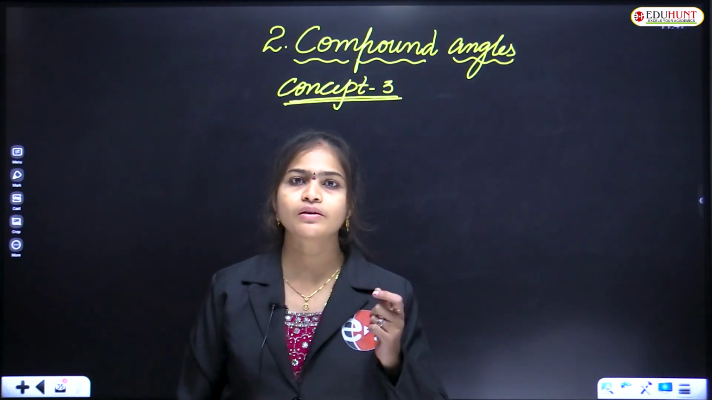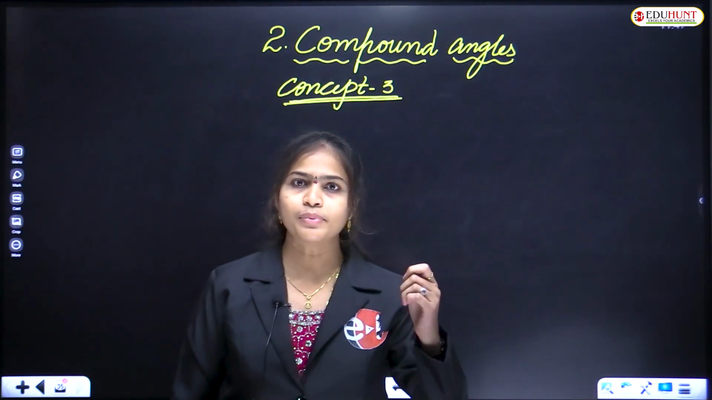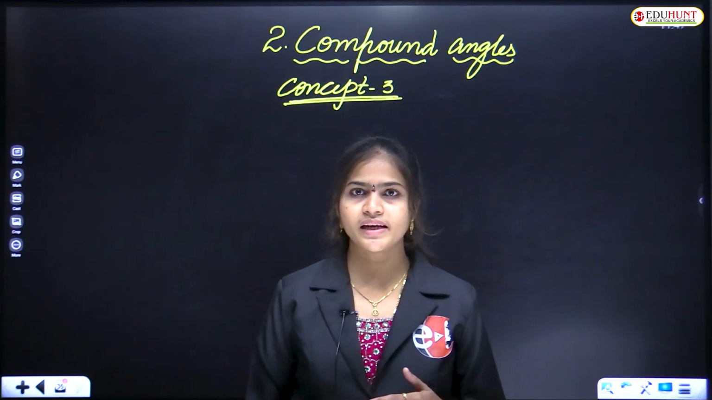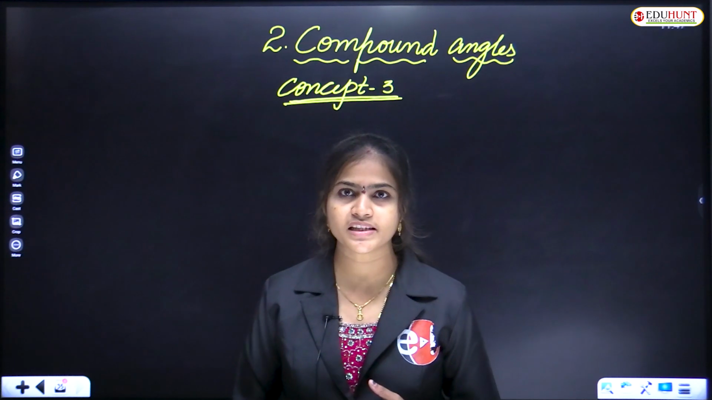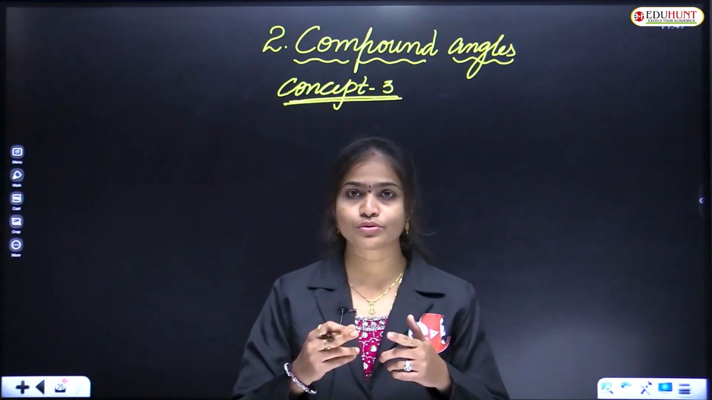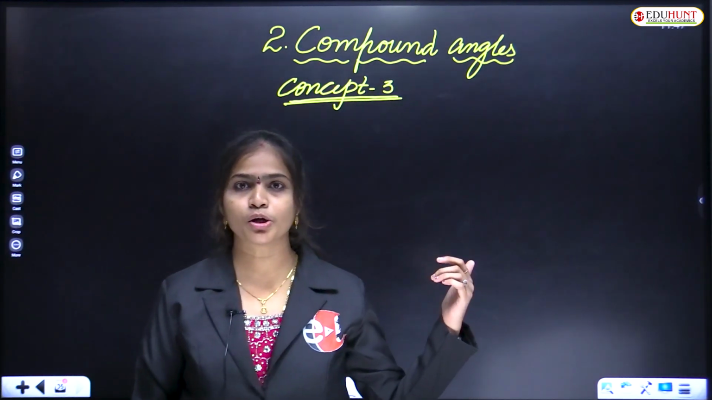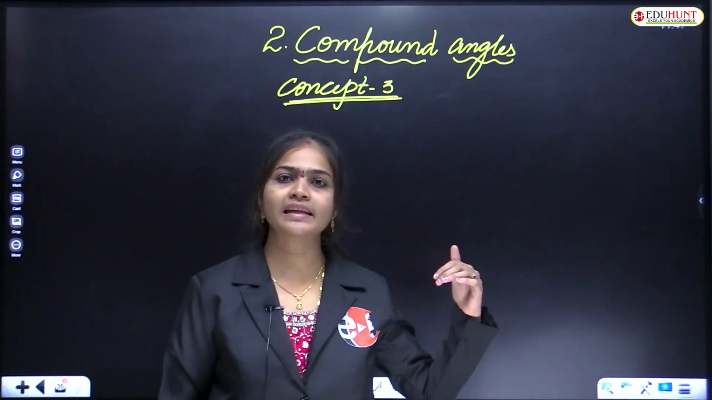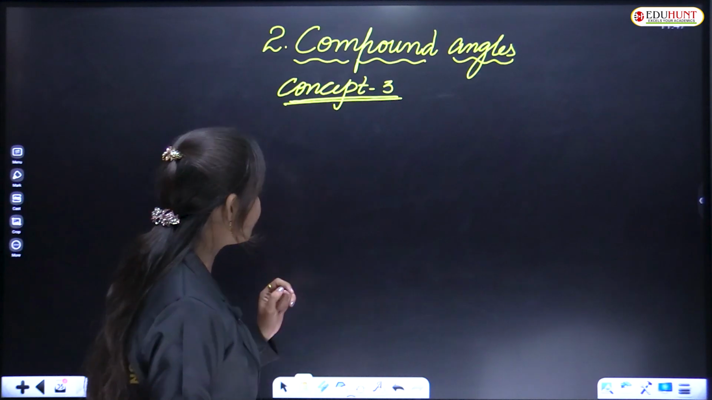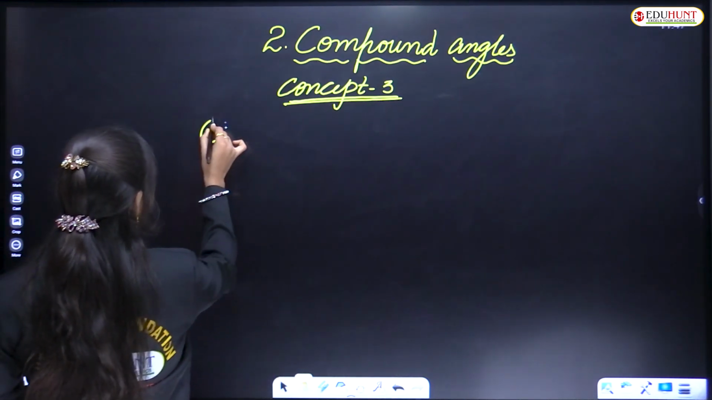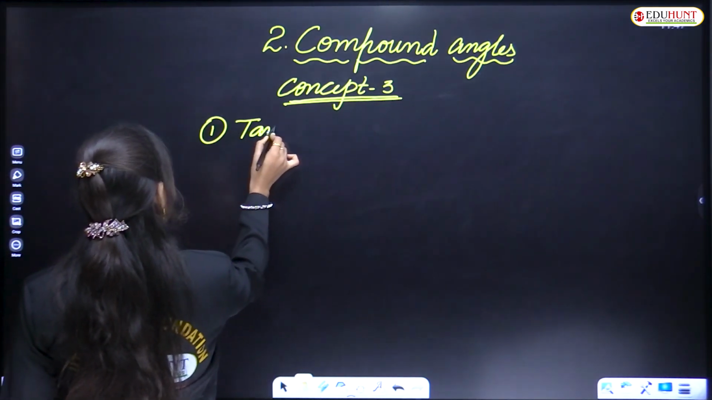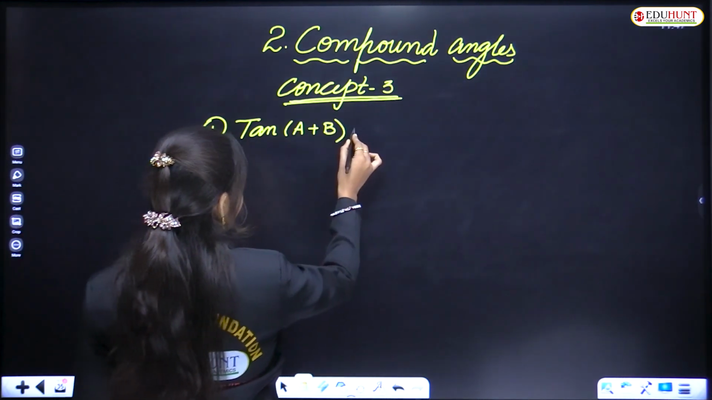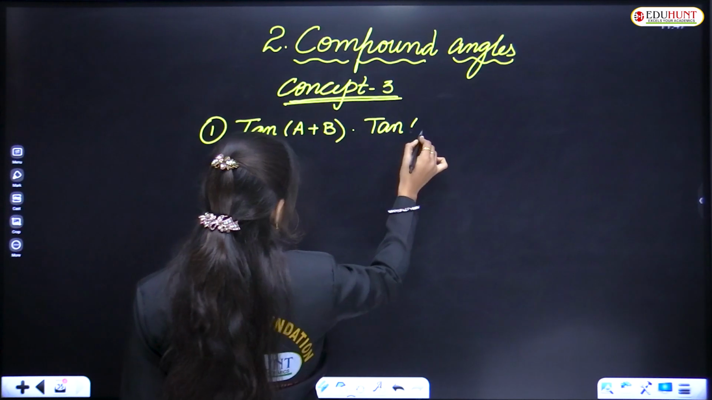We know the formula for tan of a plus b and tan of a minus b. While adding those two and subtracting those two, we already did those problems in worksheet 2. Here, the first theorem is tan of a plus b into tan of a minus b. So this is the first theorem.